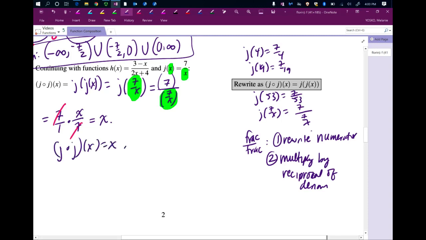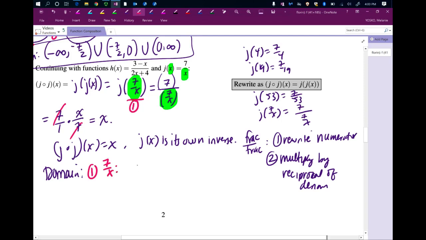So if you remember from inverses, j of x is its own inverse. If you haven't done inverses yet, that'll be a little spoiler alert. Let's find the domain. Remember, we check 2 places. First place we check is the inside function. So we check here, the domain of 7 over x. We make sure our denominator is not 0, so x can't be 0. Then we check the final simplified answer. So x. Well, the domain of x is all real numbers, right?